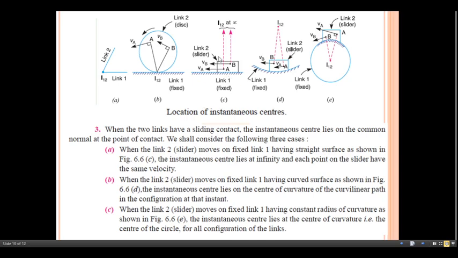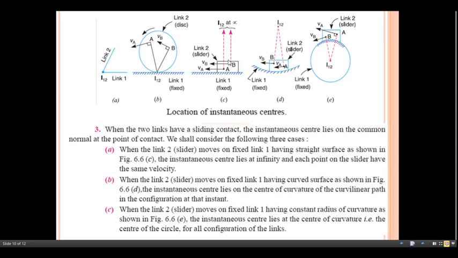In the next case, let us consider a slider. That slider will slide on a fixed flat surface. Let us consider these two points A and B. Then the instantaneous center of link number 1 and link number 2 lies at infinity. For that, just see the velocity component of this point and the velocity component of this one.